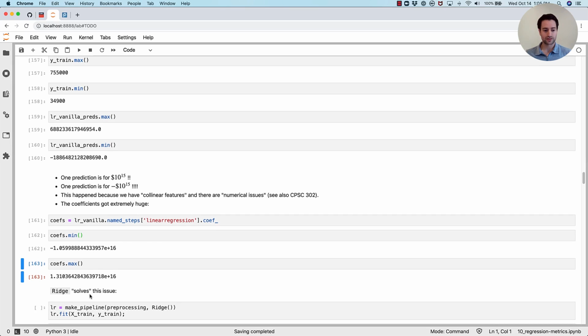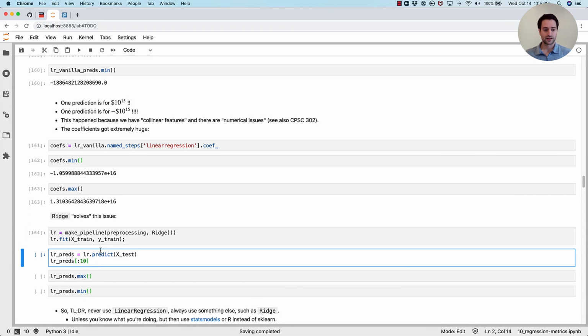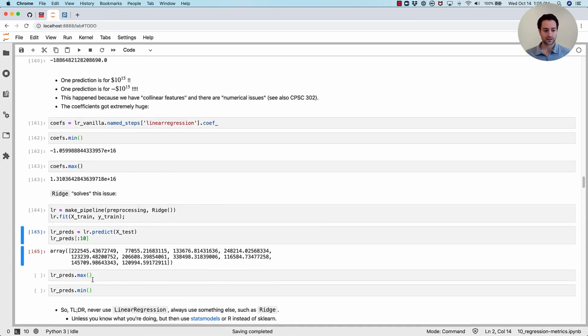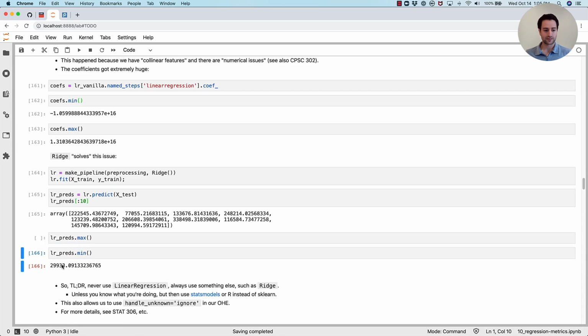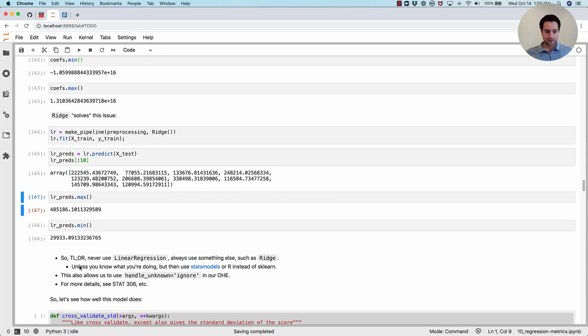We're just going to use ridge, and then everything will be fine, and we're not going to go into why this happens. So we use ridge instead. Then the predictions look fine, reasonable numbers of dollars, between $30,000 and $500,000 on the test set, and that sounds much better. So that's what we're going to do in this course.